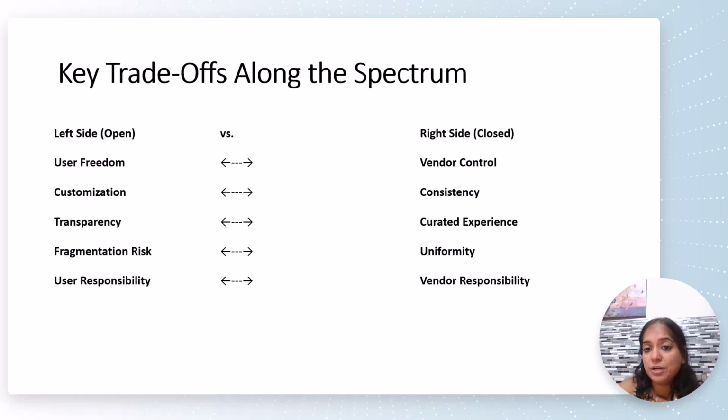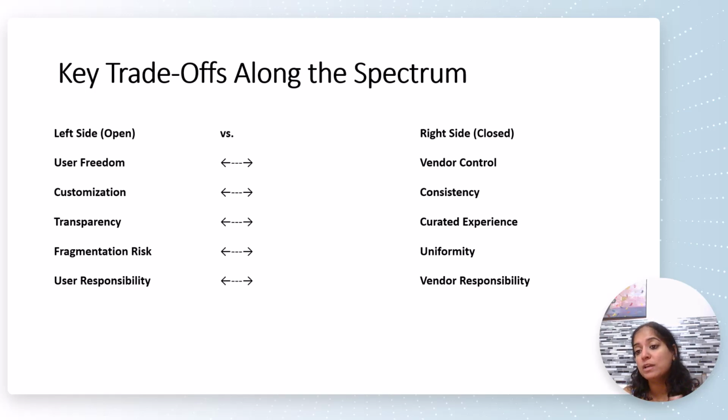So, if you see the key trade-offs along the spectrum, there is nothing about good versus bad. It's about fundamental engineering trade-offs. Open systems give you flexibility but require more technical expertise and vigilance. Closed systems offer convenience and security but limit your choices. Where the operating system falls on this spectrum dictates virtually every aspect of its design, from security models to the update mechanisms.